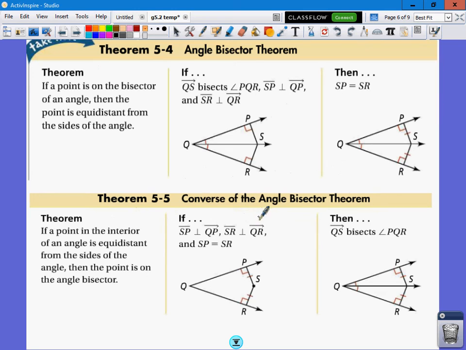And the converse of that is also true. It says if S to P and S to R is the same, that when I draw in from the vertex through S, it will, in fact, bisect that angle, cut it into two equal parts.